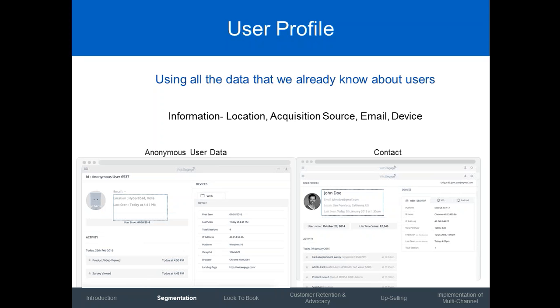Animesh, if you don't mind me asking, I had this question. Why is it important for us to classify users into anonymous and contacts? I mean, anonymous are definitely people who have not logged in. So why is it necessary for us to? Sure.